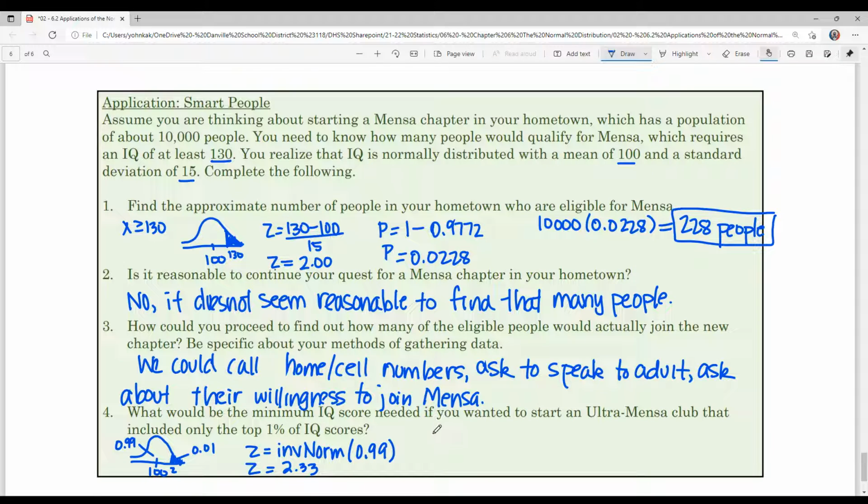Then I can find my x value by taking the z-score 2.33, multiplying it by the standard deviation, which is 15, and then adding the mean, which is 100. If I do this, it'll give me a Mensa score of 134.95. This would be the score that people would have to achieve in order to be in this Ultra Mensa Club.